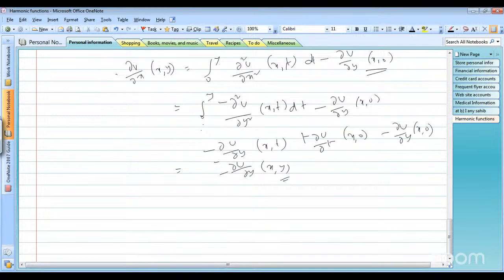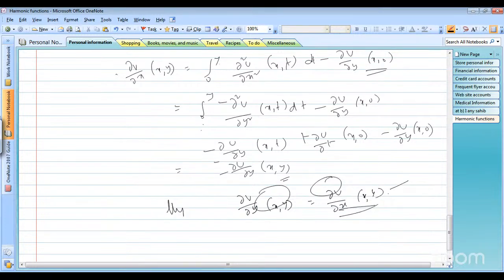Similarly, we take minus ∂u/∂y (x, y) also here. Similarly, ∂v/∂y (x, y) is equal to ∂u/∂x (x, y). Both are taken, this is v and this is u. So u(x, y) and v(x, y) satisfy the Cauchy-Riemann equations. u(x, y) being harmonic, v(x, y) is also harmonic, and v(x, y) is the harmonic conjugate of u(x, y). This is the fundamental formula.